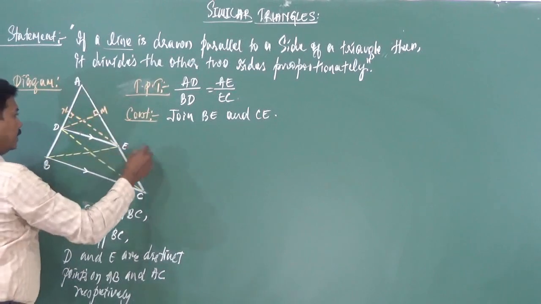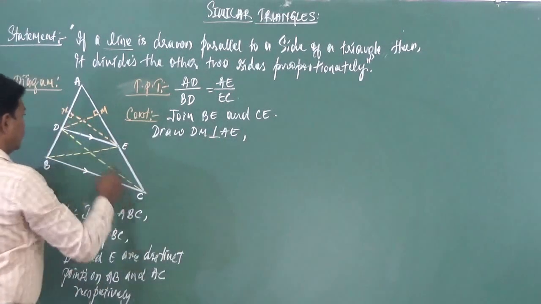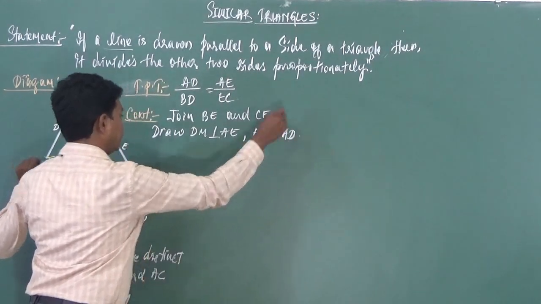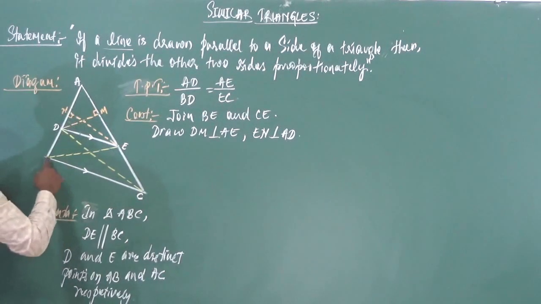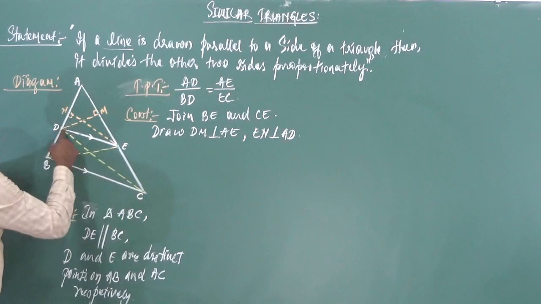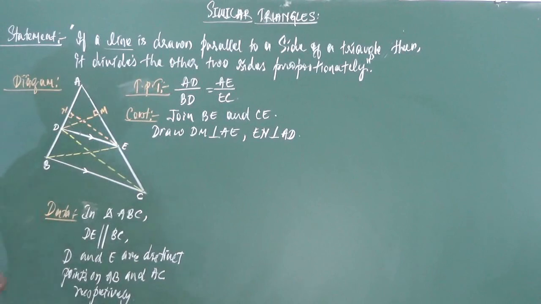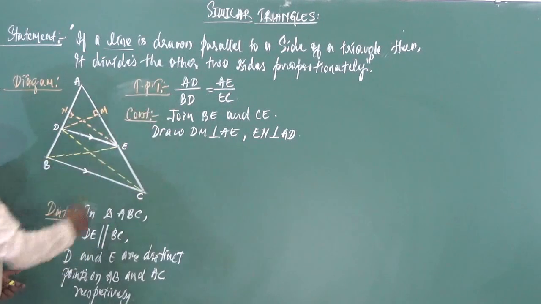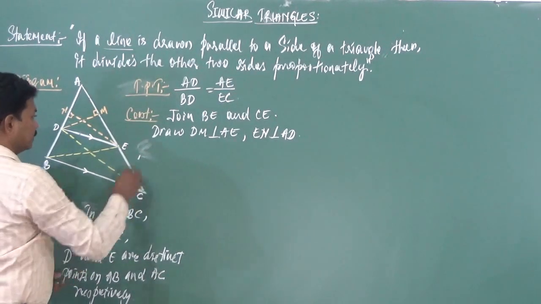Draw DM perpendicular to AE and EN perpendicular to AD. Right. So this is the construction, right? So very important. Once again, join BE, join CD, draw DM perpendicular to AE and EN perpendicular to AD. So this is the required construction. If this construction is done, this adds up to the excess of data so that we can prove this very easily, right? So we'll go with the most important part of the theorem, that is the proof.